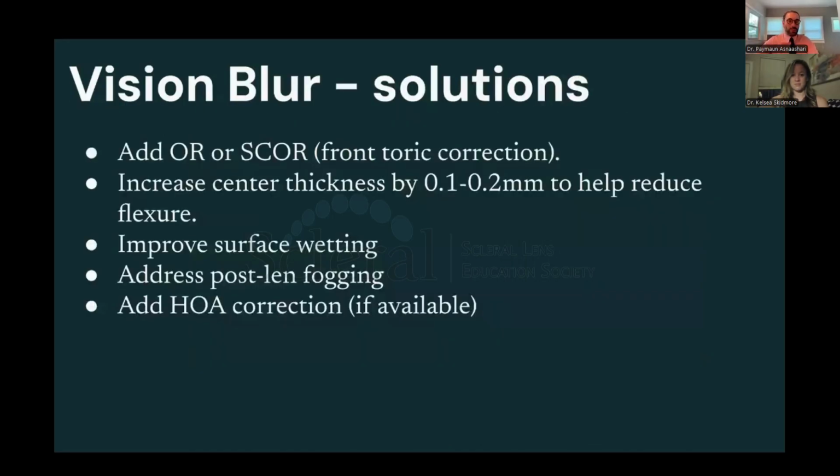Okay, here are some solutions to vision blur. You want to just add an over-refraction or a spherocylinder over-refraction. You want to consider increasing the thickness by 0.1 or 0.2 millimeters to help reduce flexure. You can try to improve surface wetting, address post-lens fogging, and add higher order aberration correction if you have that technology available.